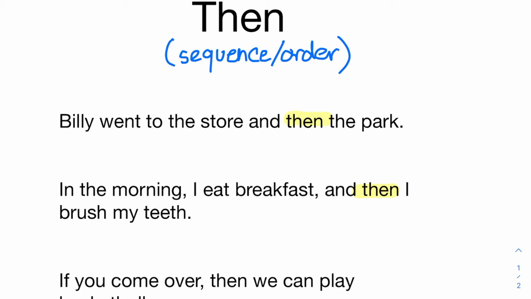Last example, if you come over, then we can play basketball. This is an example of a specific type of sentence when we use the if-then relationship. It's something called a conditional. But what we want to appreciate about this, there's still an order of things. For us to play basketball, well, first you have to come over, and then after that, we can play basketball. So "then" still indicates that these events happen in a particular sequence or a particular order.